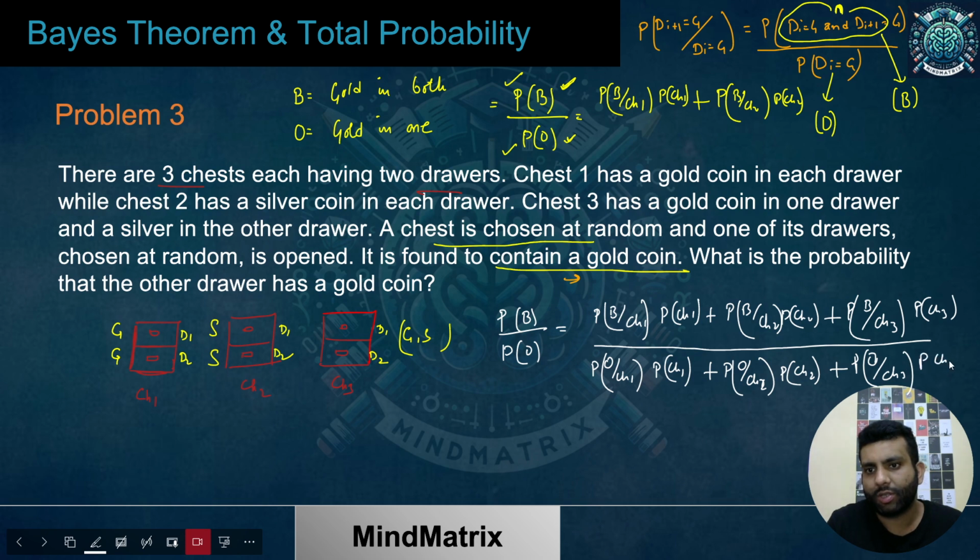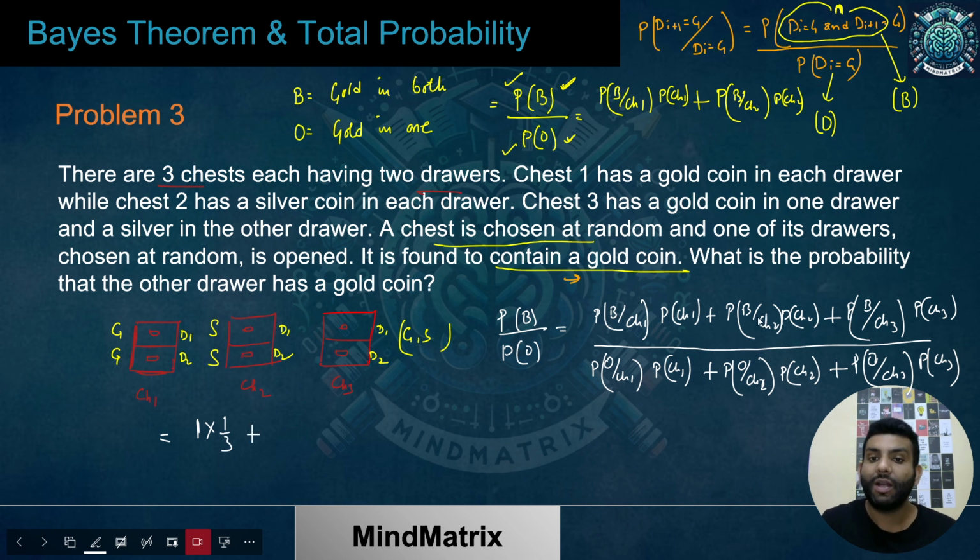Probability of CH3. So just tell me what values you'll be having. See, if you know chest 1 was chosen, what is the probability that both the drawers contain a gold coin? The probability is 1, because we know both drawers contain a gold coin. So if just one was chosen, the probability was 1. What is the probability of choosing just one? That is 1 by 3.